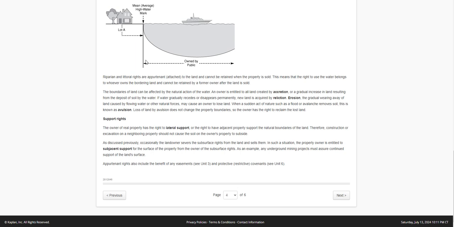As discussed previously, occasionally land surface subjacent. So you have lateral support, which is like the property adjacent on the side, so it shouldn't cause the soil to subside, and then you have subjacent support. This is for the surface of the property from the owner's subsurface rights. If there's an underground mining project, they must assure the continued support of the land surface. Right.